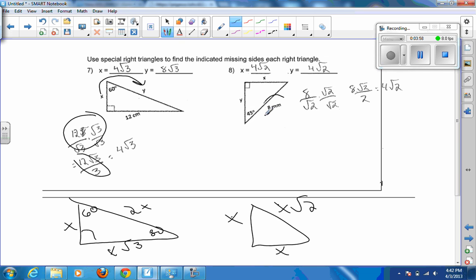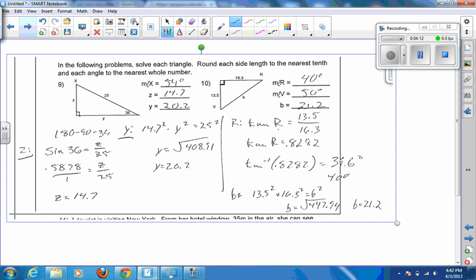In question 8, we got to take that one and divide by the square root of 2, which is what I have here. And then, again, fixing the problem of the radical in the denominator, multiplying straight across, we get 8 root 2 over 2, and then simplifying, we get our 4. Moving right along, so this is quick.